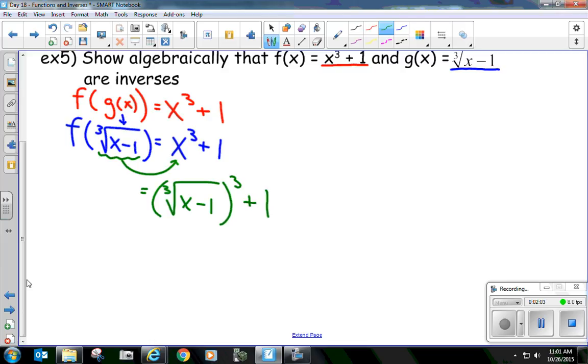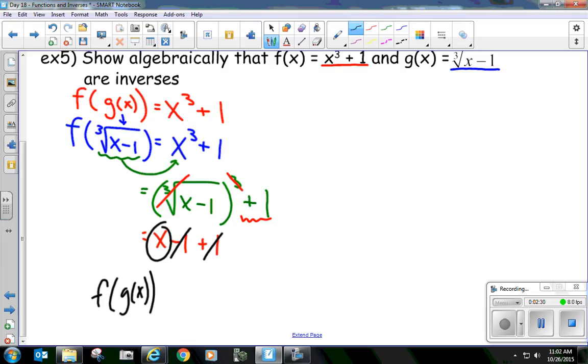What's the first thing I do? The radical cube root and the cube cancel. So I'm left with x minus 1, and I still have my plus 1. Now what can I do? Those combine, and what am I left with? x. So guess what? f of g of x does equal x. That's our first one. But that's not enough. I've got to flip it. I've got to take g of f of x, and that should also equal x. Okay? And if that happens, then I've just shown algebraically that they are inverses of each other.